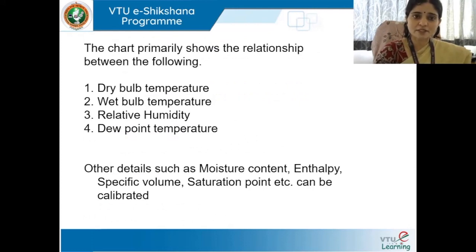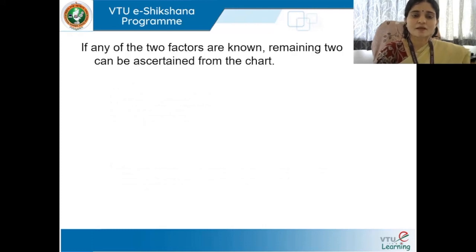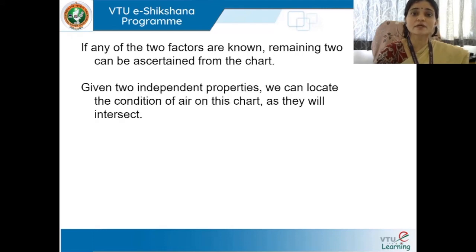Now, the psychrometric chart primarily shows the relationship between the following four main aspects: DBT, WBT, RH, and dew point temperature. But alongside these four, there are other parameters such as moisture content, enthalpy, specific volume, saturation point, which can be calibrated as well. If any two factors are known among the four that we saw, we can ascertain the remaining two parameters from the chart. So that makes it simple to use and easy to analyze.